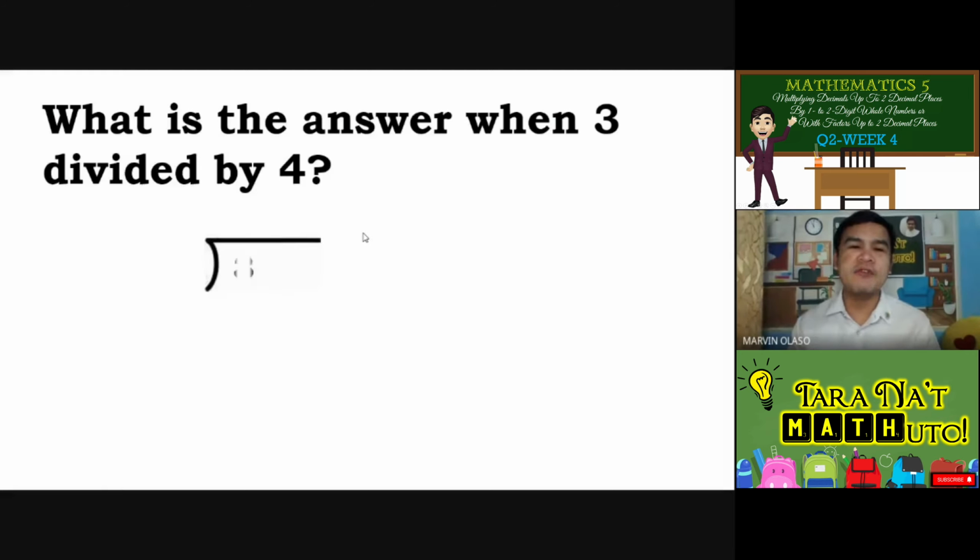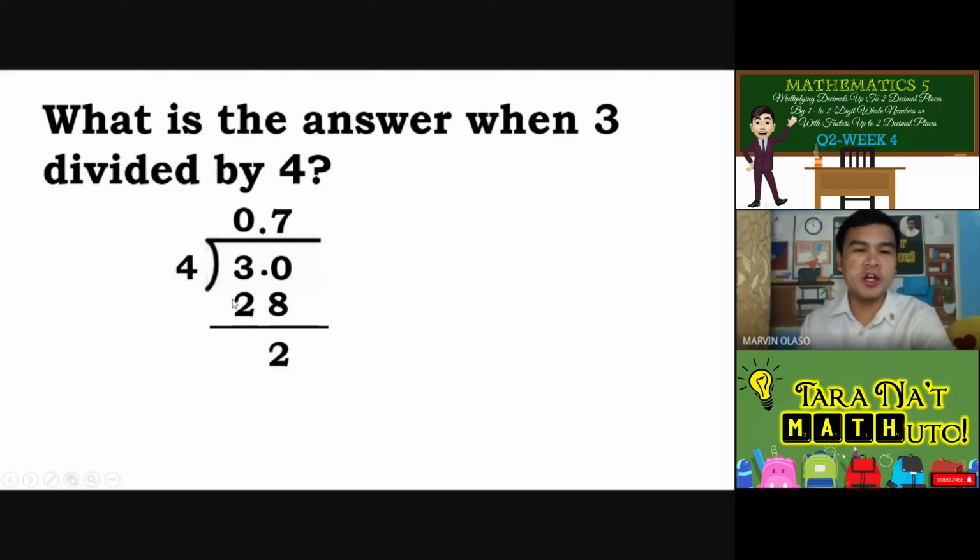Okay, let's have 3 as dividend, 4 as the divisor. Do you think we can divide 3 by 4? What's the first answer? Yes, we have 0. Then continue dividing by putting the decimal point on the upper corner. Okay, now let's add 0. So 30 divided by 4, we have 7. 7 times 4, we have 28. And we have a remainder of 2.